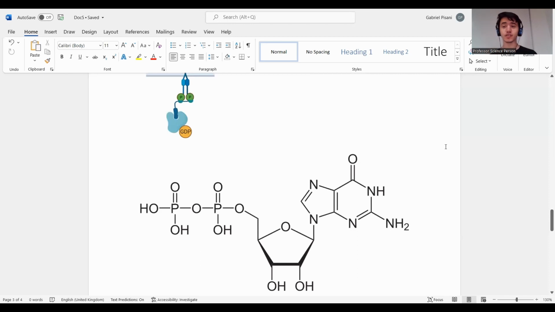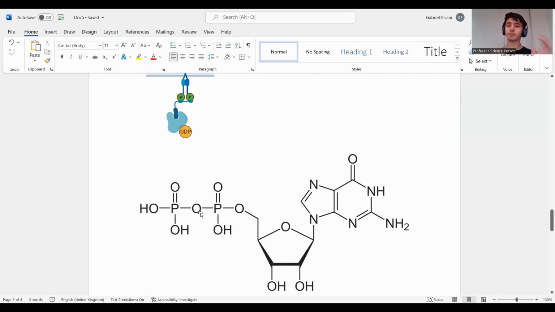This is also similar to the building blocks of DNA, because here you have the nitrogenous base, that is guanine, and here you have the sugar phosphate backbone. This is also similar to ATP, except instead of a triphosphate, or 3 phosphates, we have a diphosphate, or 2 phosphates.